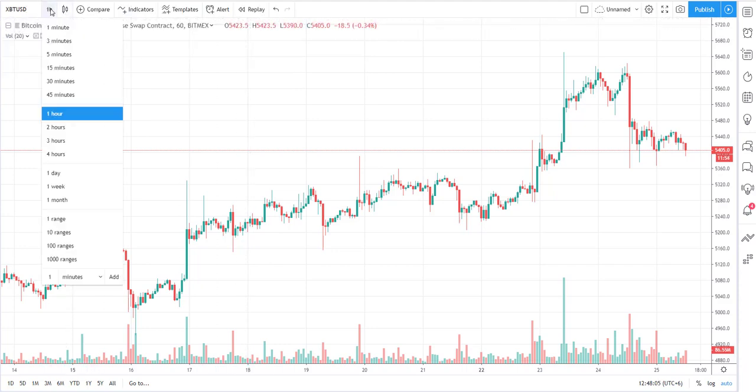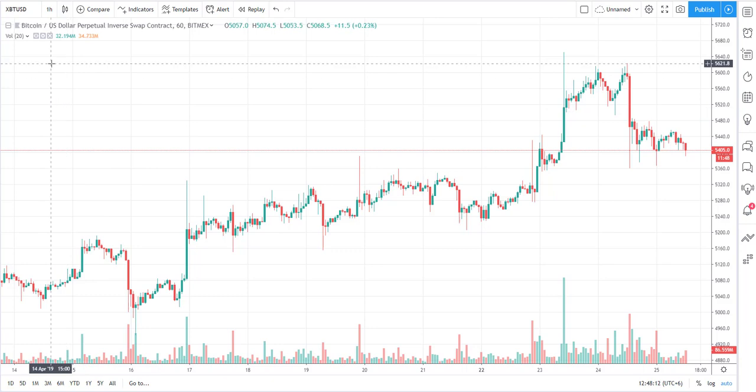The second thing, you have to apply it only to the 1 hour time frame. Please do not use other time frames because its accuracy will not be perfect. It works perfectly only with the 1 hour time frame.